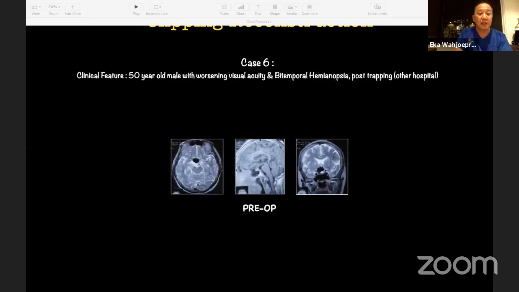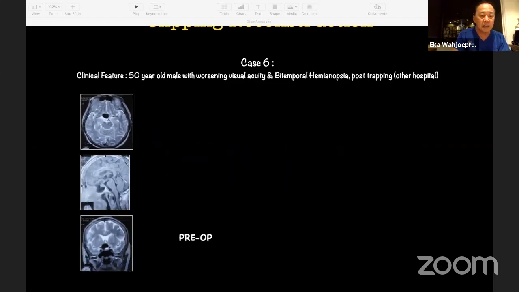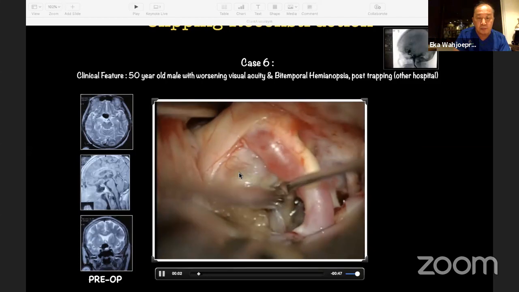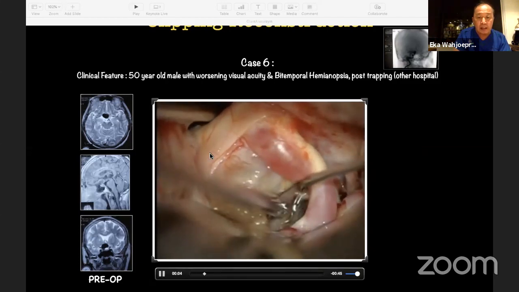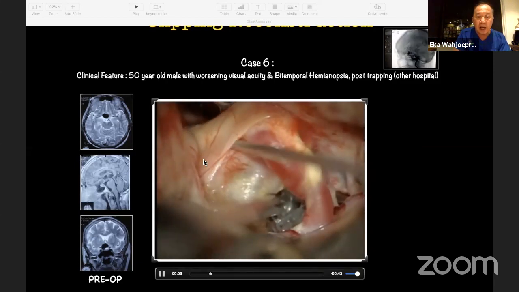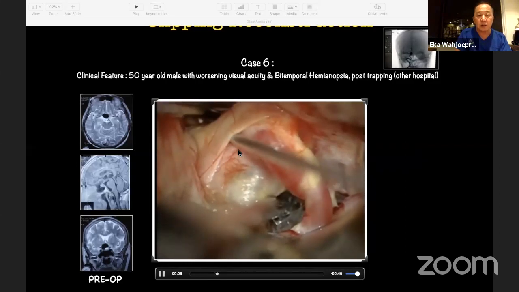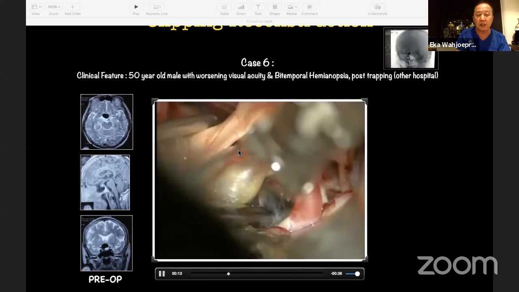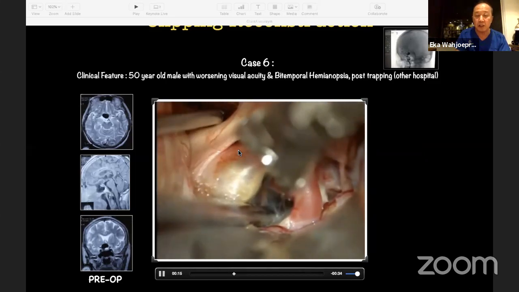This is a 50-year-old male with worsening of visual acuity with a bitemporal hemianopsia, post-trapping somewhere, I do not know. You can see here, this is a communicating aneurysm. You can see here, this is the aneurysm, this is the ACOM, and this is a very, very thin chiasm. Can you see here? So again, we need to decompress because the patient came to us with a compression syndrome.